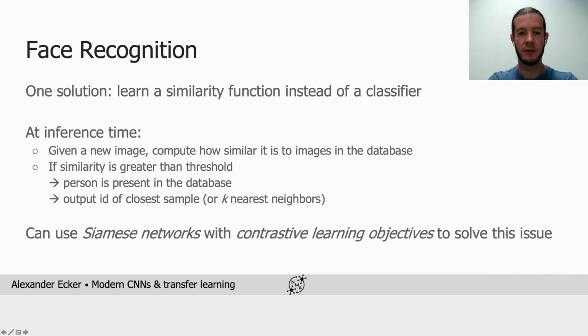So one solution here is to learn a similarity function instead of a classifier. At inference time, when we're given a new image, we compute how similar it is to images in our database. And if the similarity is greater than a certain threshold, we conclude that the person shown in the image is present in the database, and we determine their ID by computing the nearest neighbor or vote among the k nearest neighbors. To learn such a similarity function, we can use an approach called Siamese networks in combination with contrastive learning objectives.